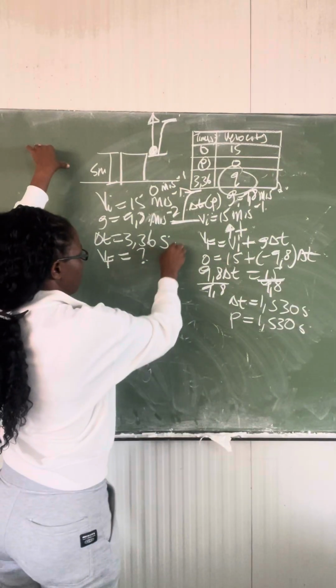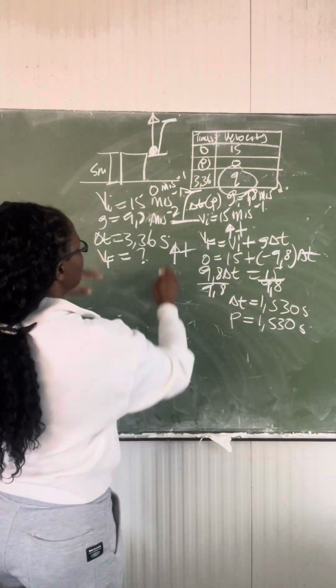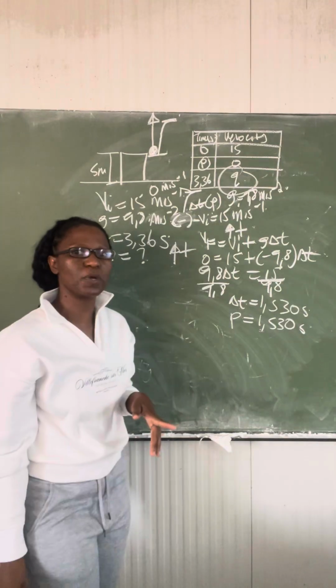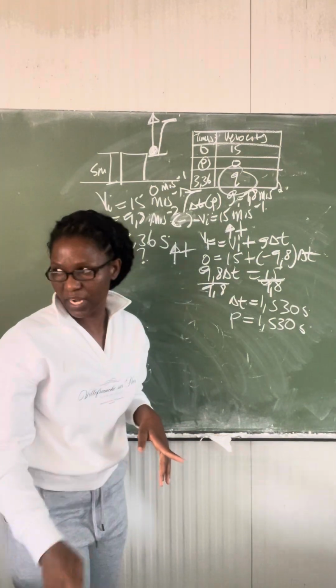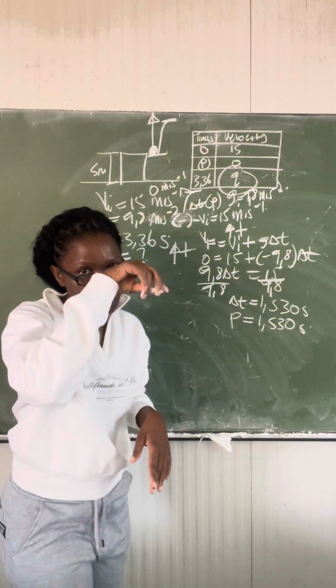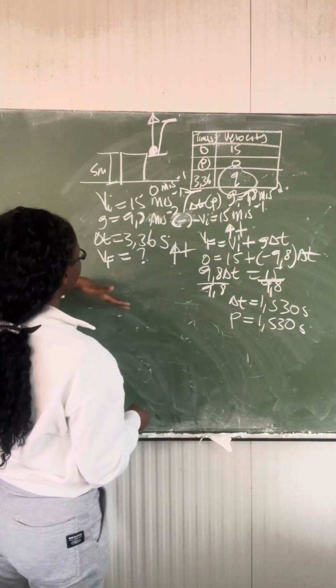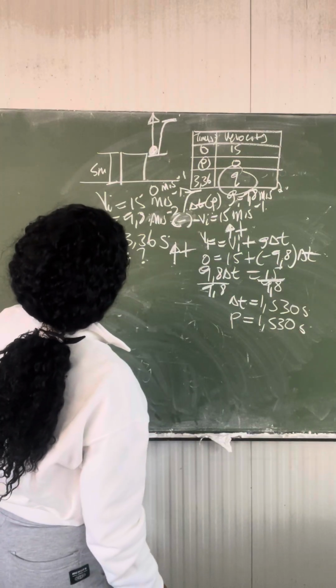So again, if we are saying upwards as positive, it means our g is going to be negative because our g is below the starting point. And then we're also expecting our velocity to be negative because it's also below the starting point. So in this case, with this given information, there's a lot of information here.